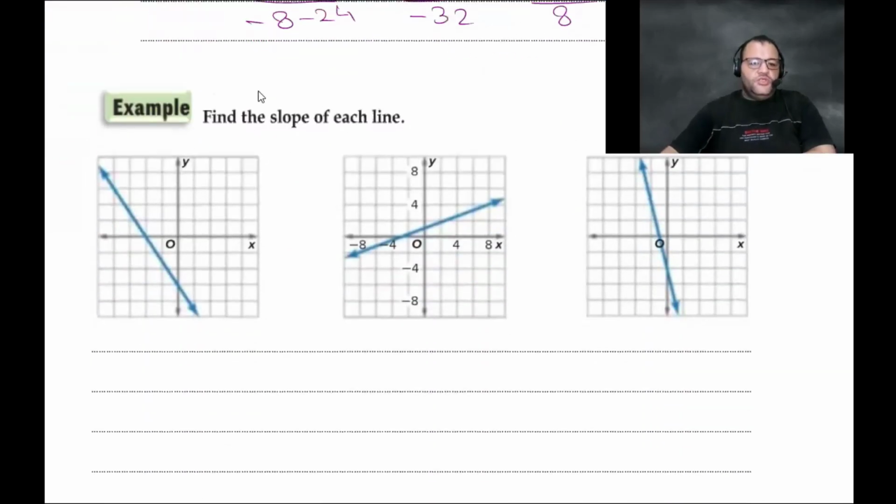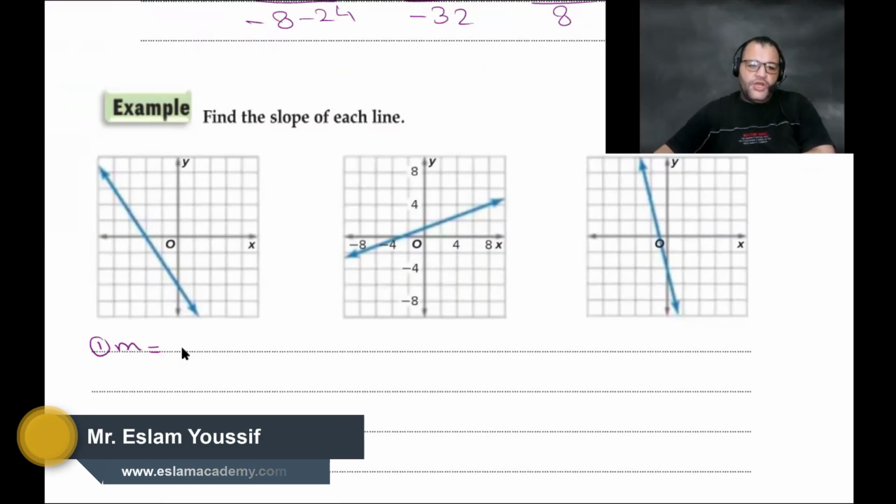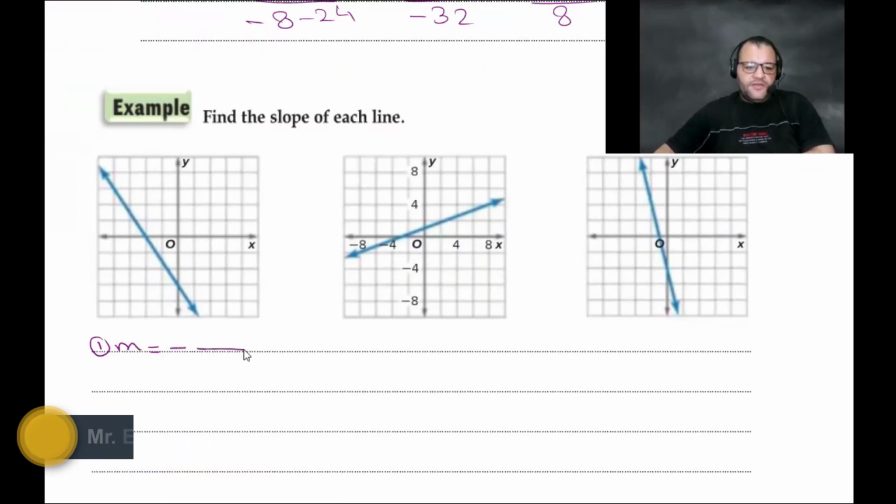Okay. So for the next one, we have 3 graphs, and we need to find the slope. As we said, the slope is defined by the rate of change, which is the vertical change over the horizontal change, or rise over run. So for number 1, before we start solving, the slope will be positive or negative? Negative. The slope will be negative. So put the negative sign.